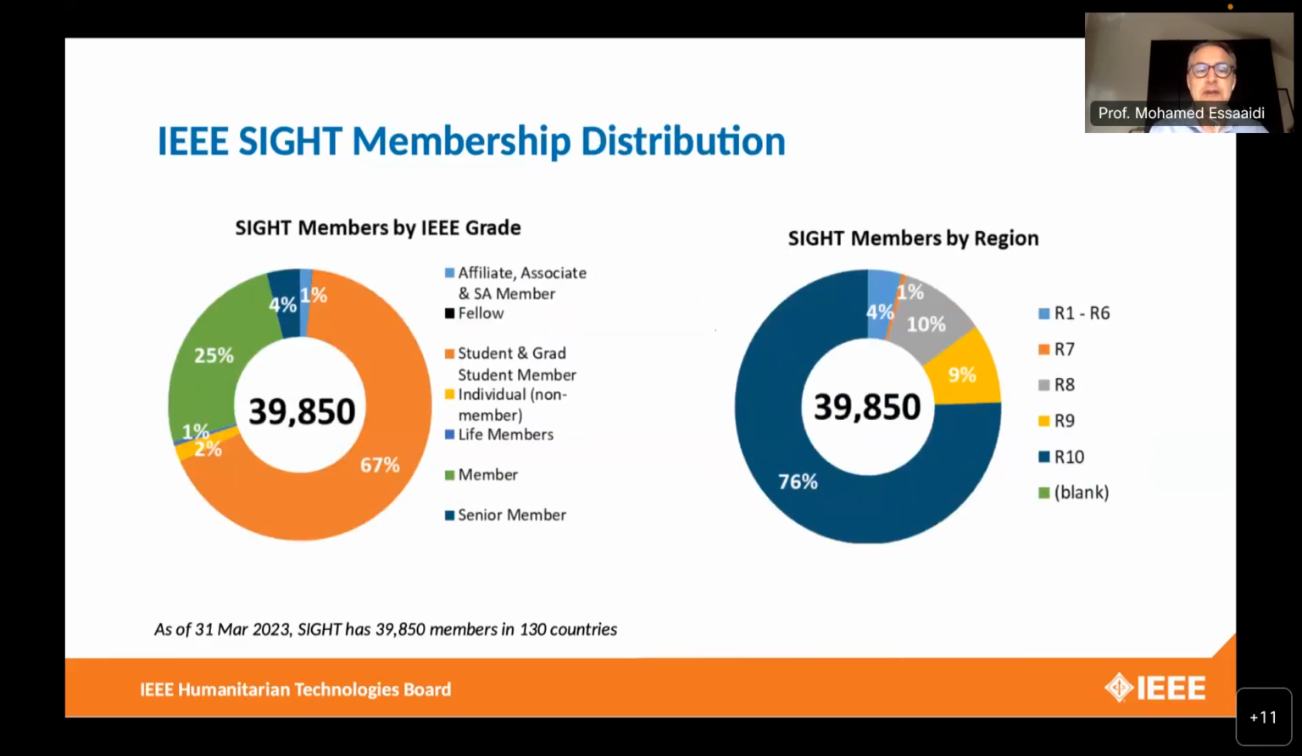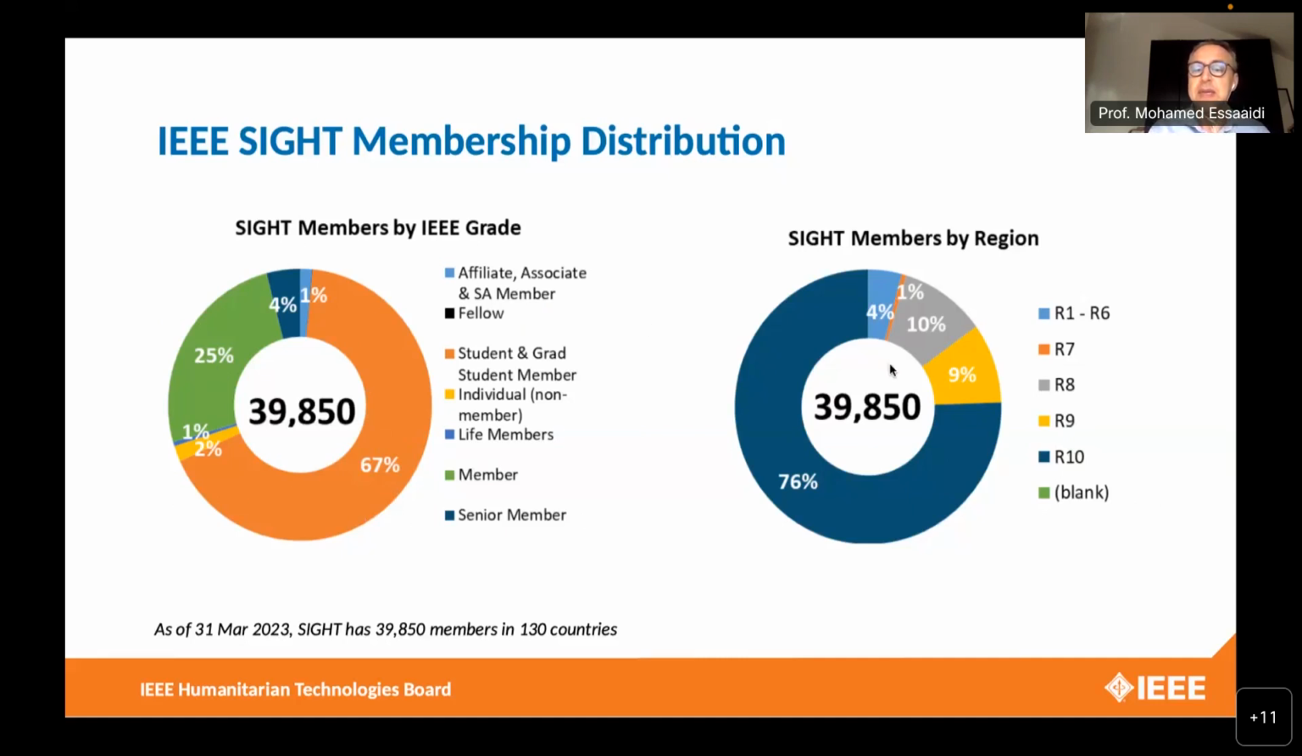You have here also other statistics showing the membership breakdown according to the IEEE grade. So you can see that the biggest chunk of membership is located within the student and graduate student grades, and this is quite known because most of the students have time to volunteer, and it's a very important experience for engineering students worldwide to contribute to the work SIGHT is doing. We have also the member grade, which represents something like 25% of the total number of members we have within this group.